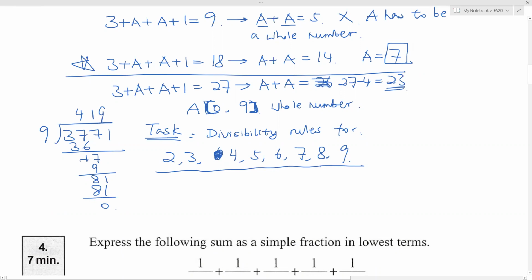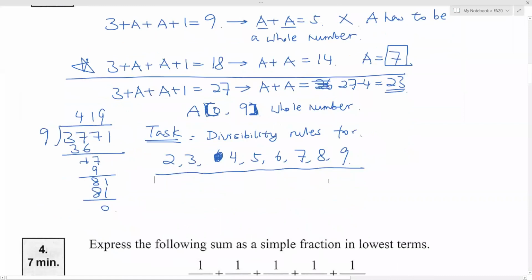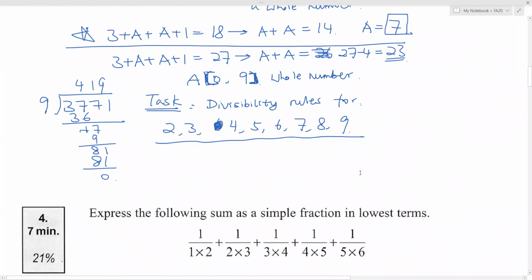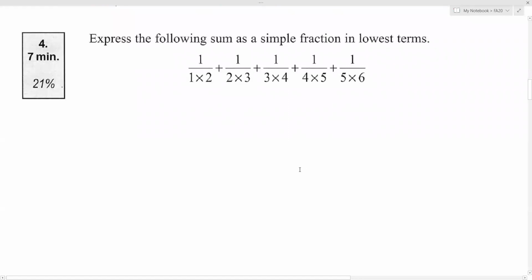It's very important. It might not be important for students that are not entering these contests, but for you guys, it's very important that you know, because we can change this to by 4, something like that. We can change this 9 to any of these numbers here, and you should be able to use the same or similar rules to figure it out. So that's your extra fun to have: divisibility rules for 2, 3, 4, 5, 6, 7, 8, 9. Okay, so then we're moving on to the next question.